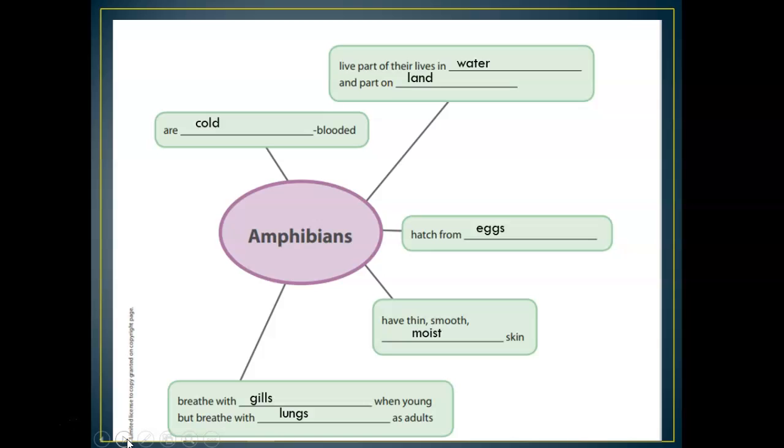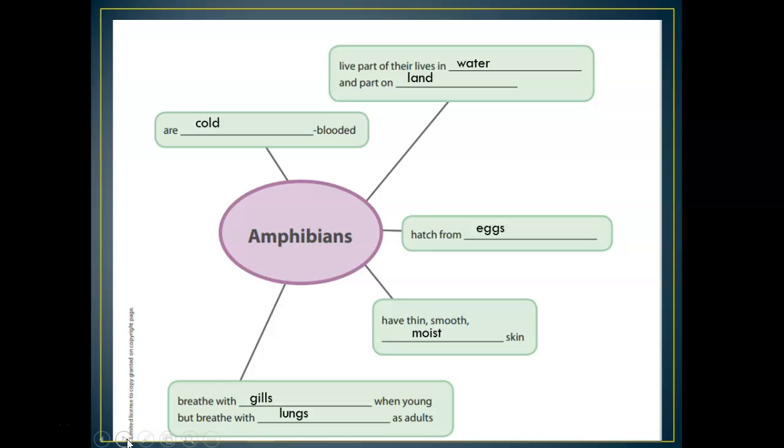And we know that amphibians are cold-blooded, and we talked about cold-blooded. Cold-blooded basically means what? The body temperature changes depending on the situation or the circumstances or the surroundings. If it's hot outside, they're going to get very hot and they're going to need shade. Vice versa. If it's cold outside, then they're going to get cold and they're going to want to run to where there's heat. Amphibians hatch from eggs.